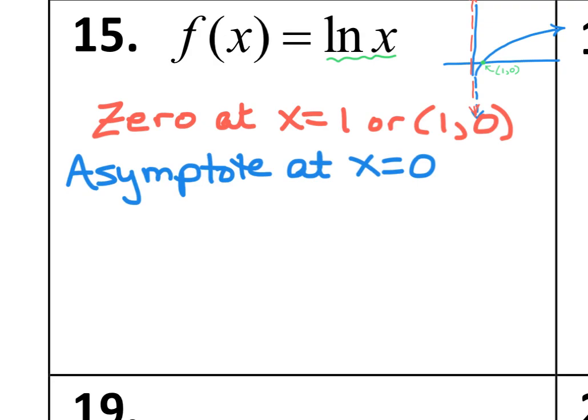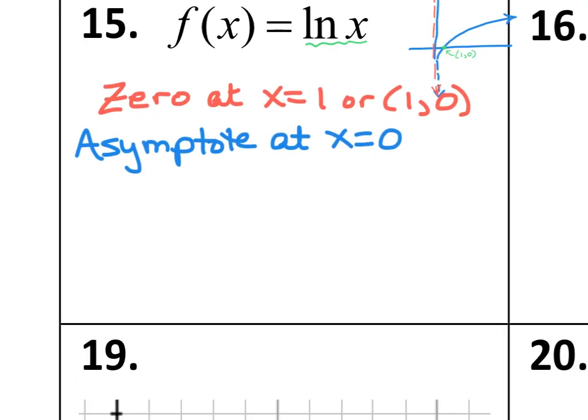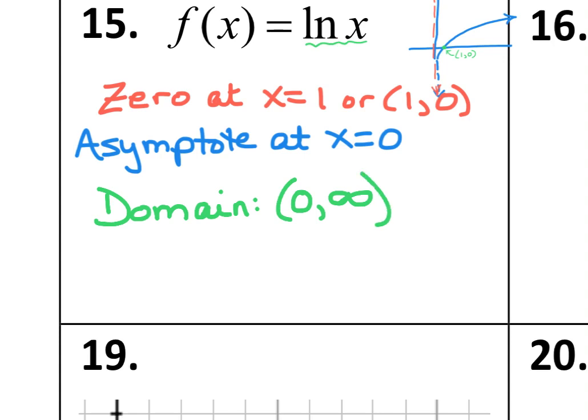And then the next two pieces ask you for the domain and range. The domain of the parent graph of any logarithmic function is 0 to positive infinity, and it's got round parentheses around the 0 because it never touches 0, because that's where the asymptote is. And then the range for every logarithmic function, with or without shifts or transformations, is always going to be negative infinity to positive infinity.